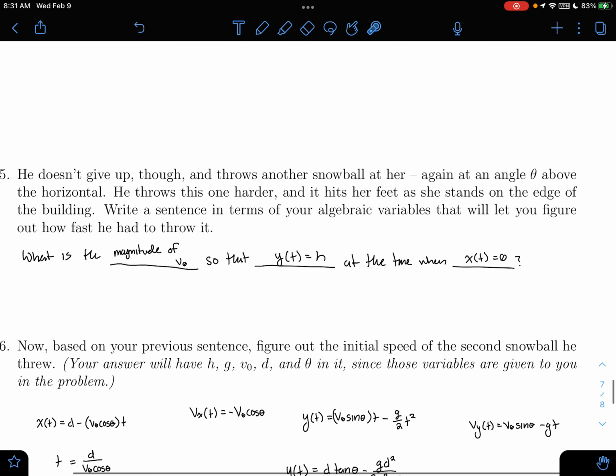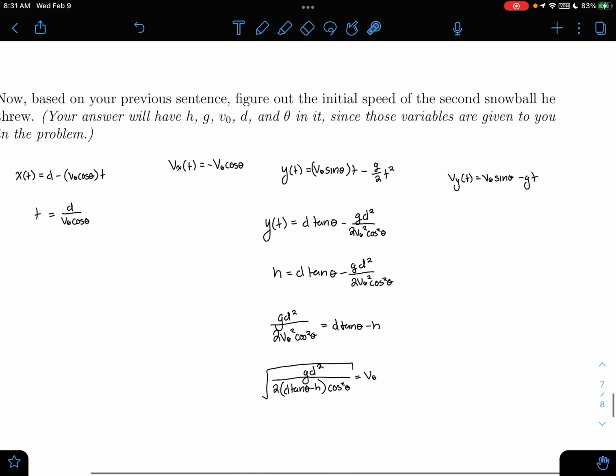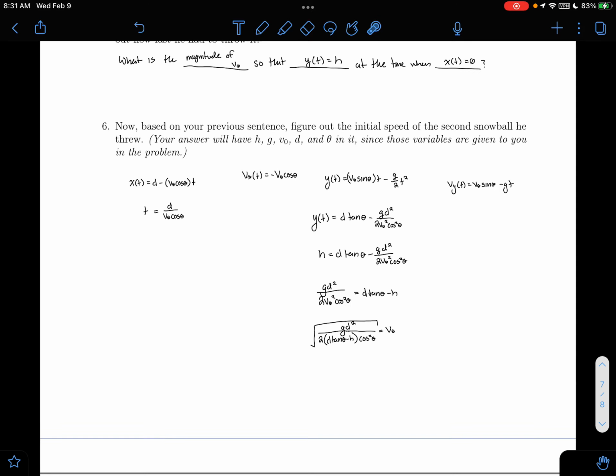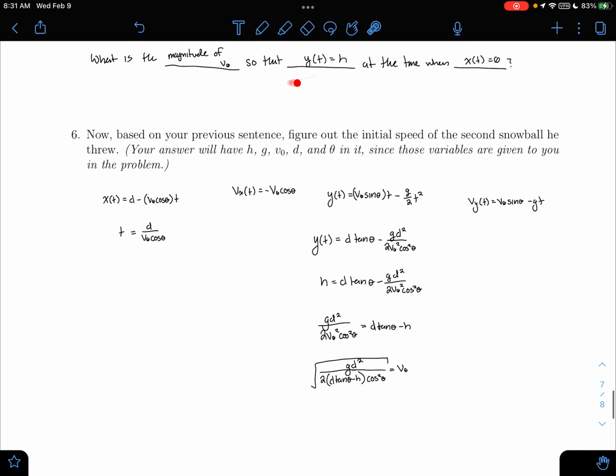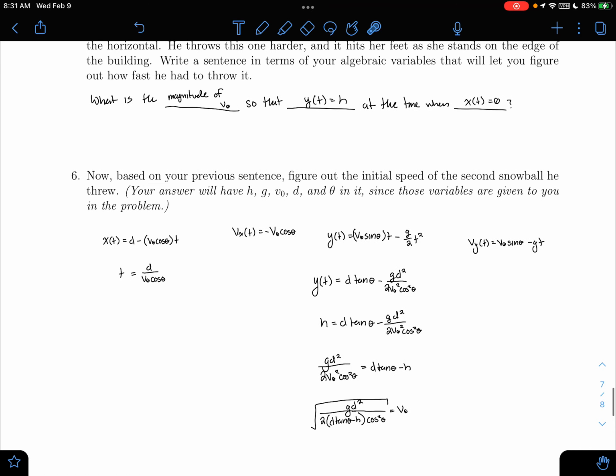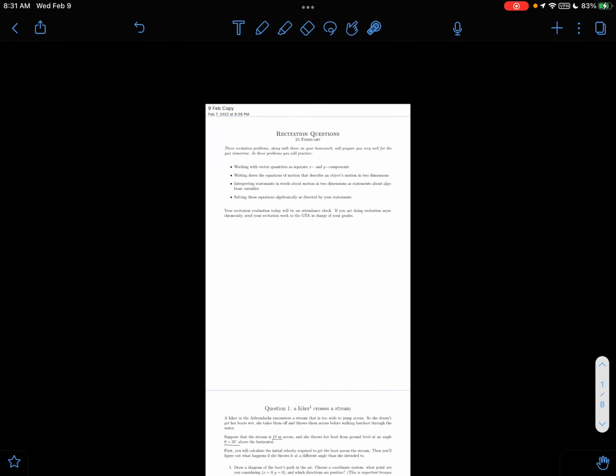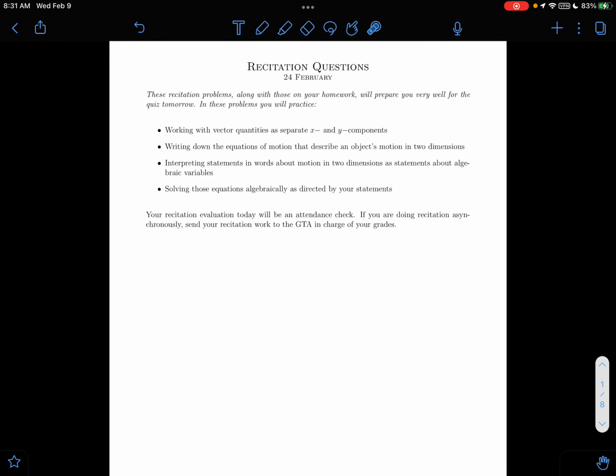That's going to give us our final answer for v naught. How fast? The magnitude of v naught, we already have the direction. So this is the magnitude of v naught so that these two things are true. All right, so this was this recitation, an intro to 2D motion.